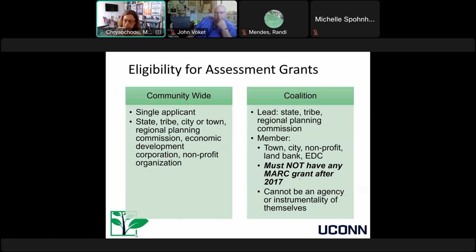So the idea here is that the entities that are members don't have the capacity to manage MARC grants on their own, and so that's why they partner with a lead. And this clause cannot be an agency or instrumentality of themselves. This means that if you are a regional planning organization and an economic development corporation under one umbrella, you cannot consider those to be lead and member. There have to be separate legal entities for one to be the lead and the other one to be the member.